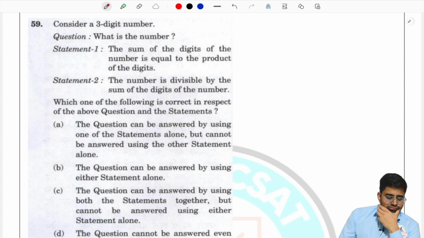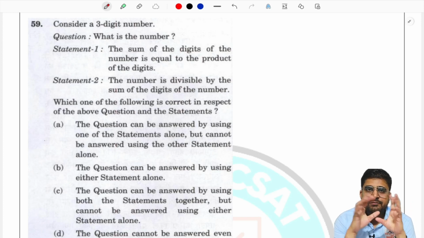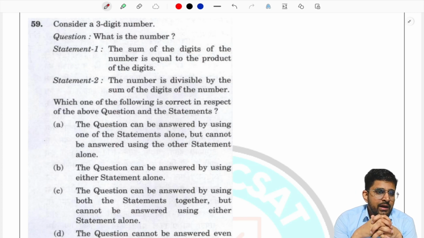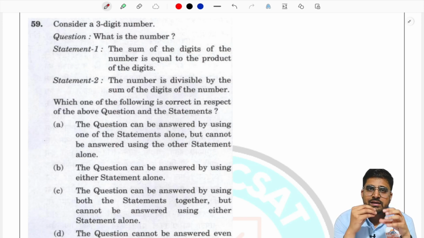Now these types of questions are very tricky if you have not practiced a lot, because in these kinds of questions you have to put some values. And if you put some wrong values, these things become very complicated. Let's start the question and then understand why I'm saying these things.